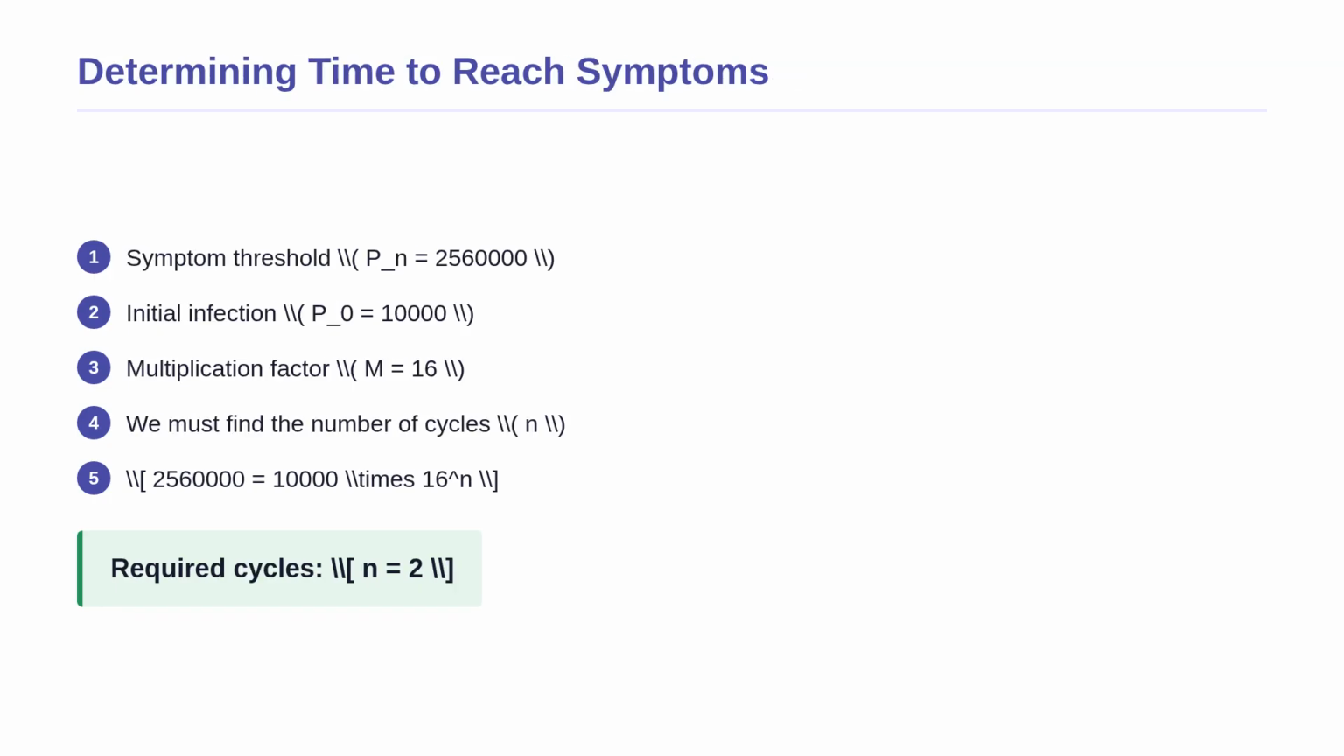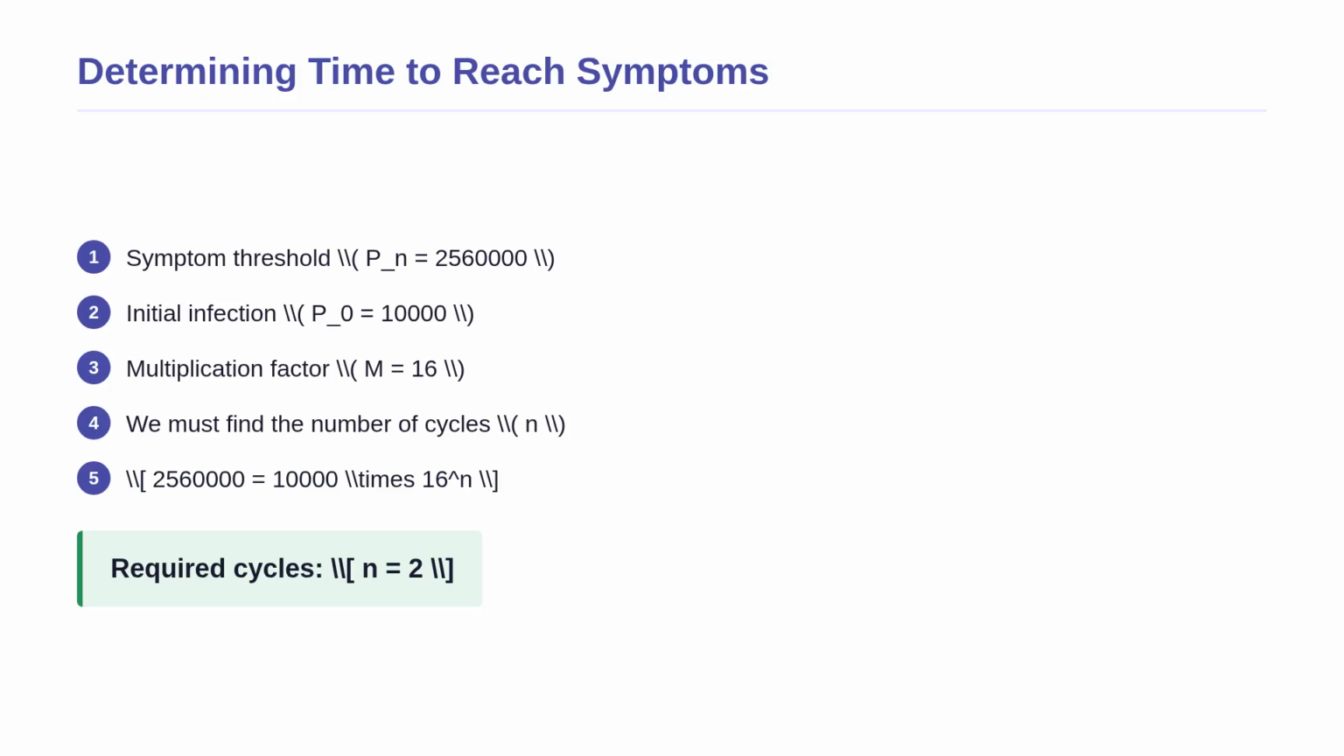Now, let us look at a slightly more complex, real-world application involving symptom thresholds. A patient typically experiences severe malaria fevers when their total parasite count reaches 2,560,000. If the initial infection was 10,000 parasites, how long does it take to reach this dangerous threshold?